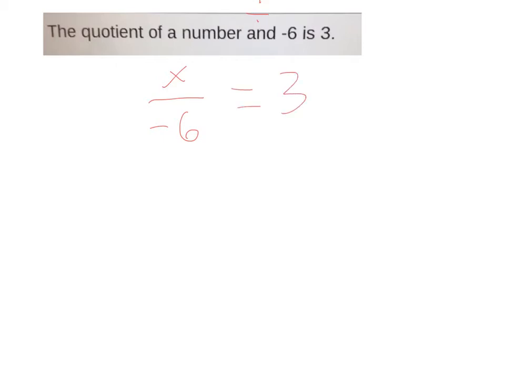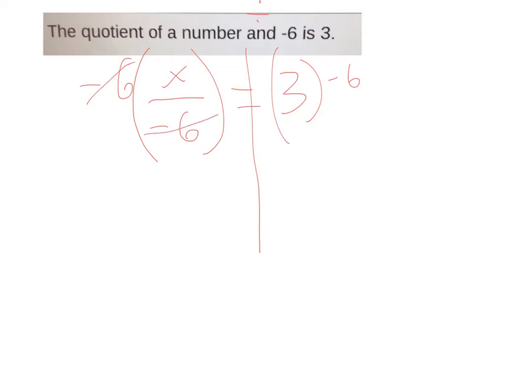To get rid of divided by, you have to go ahead and do the opposite of divided by, which is multiply by -6. And you would do that on both sides, and you also should draw the wall. From there, you see the -6's reduce out, and you get x to equal 3 times -6 is -18. And then you could check that as well.